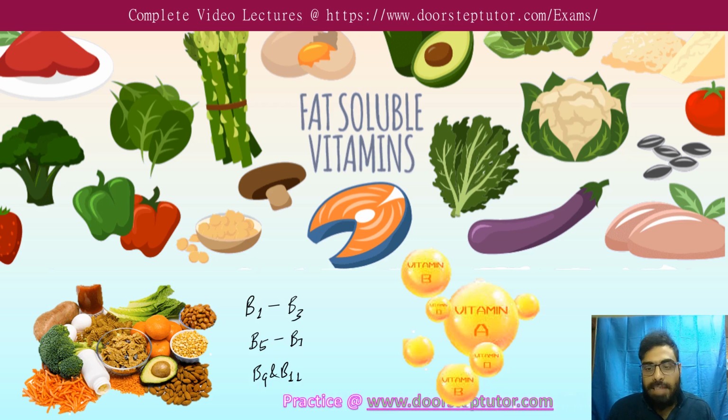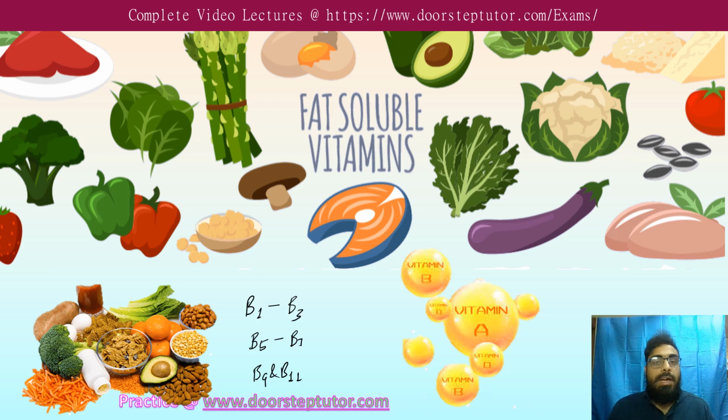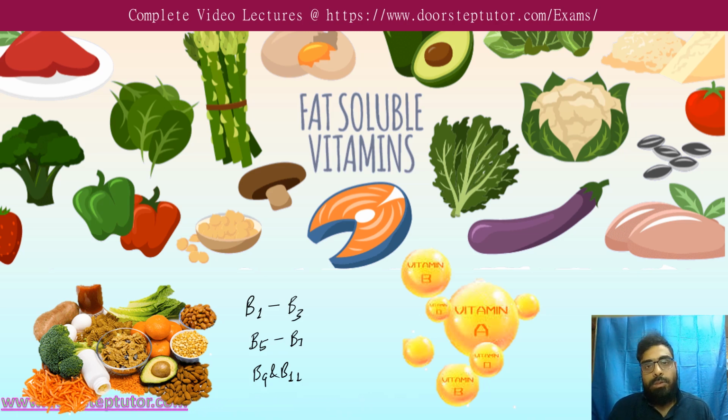So let's start our discussion on fat soluble vitamins. As the name suggests, these vitamins do not dissolve in water, but they are fat soluble. This also implies that they contain hydrocarbon atoms, because they are non-polar and fats are also non-polar. Like dissolves like. So they are not polar molecules. That also means these are derived from hydrocarbons only.